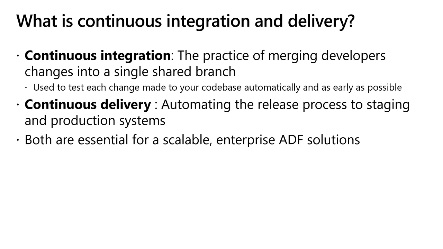Continuous delivery is the idea that when all of your changes are in the central branch and you want to release to production, you have an automated process. So once you have a test, staging, pre-prod, whatever environments your organization has before you get to production, you're able to have those deployments done in an automated process that allows you to easily manage and track your changes. Both of these are essential for a scalable enterprise Data Factory solution.